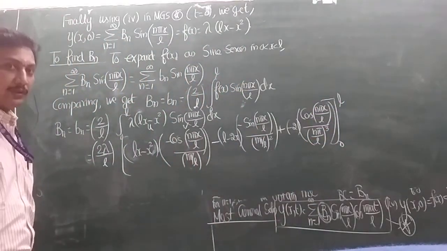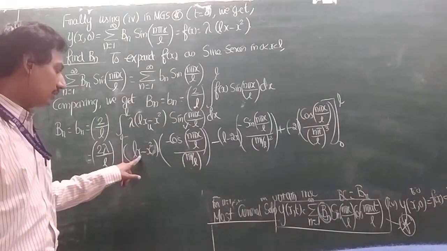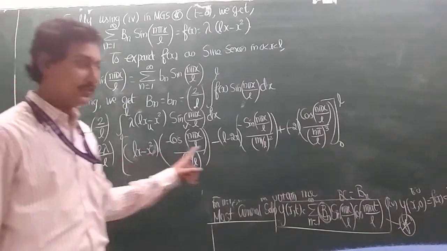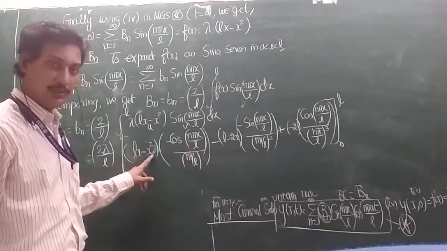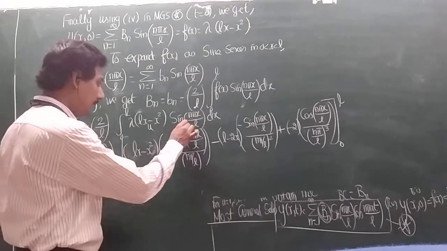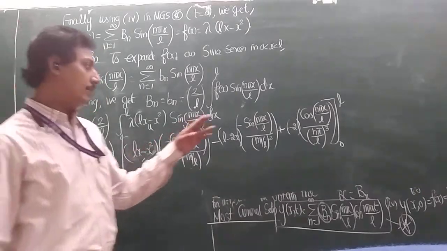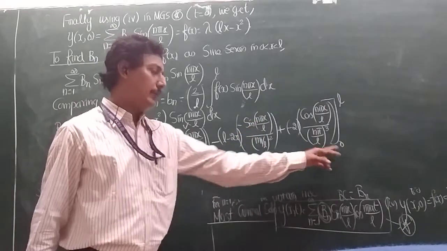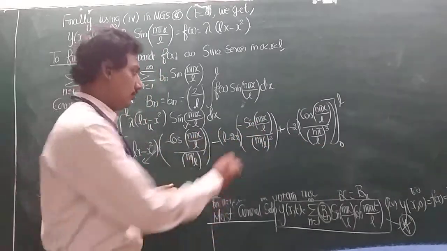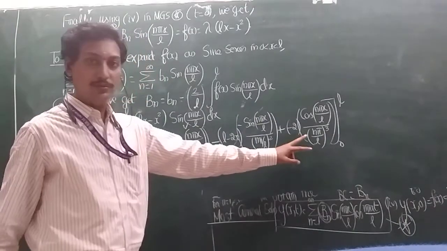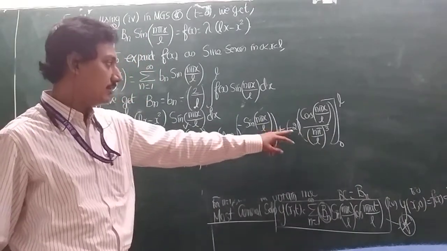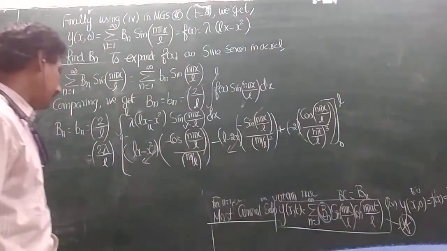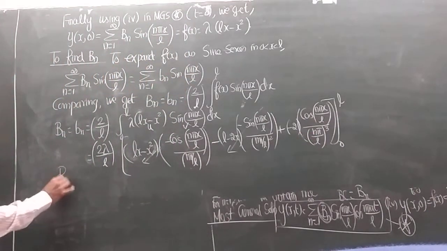Now substitute x equal to L: L squared minus L squared is 0, and substituting x equal to 0 we get 0, so this term is completely 0. Similarly, the middle term has sin n pi at x equal to L and sin 0 at x equal to 0, so this is also 0. So only this much remains: minus 2 cos n pi x by L by n pi by L whole power 3.